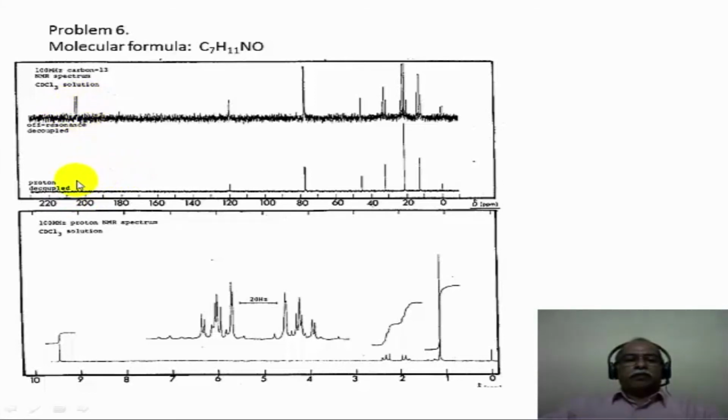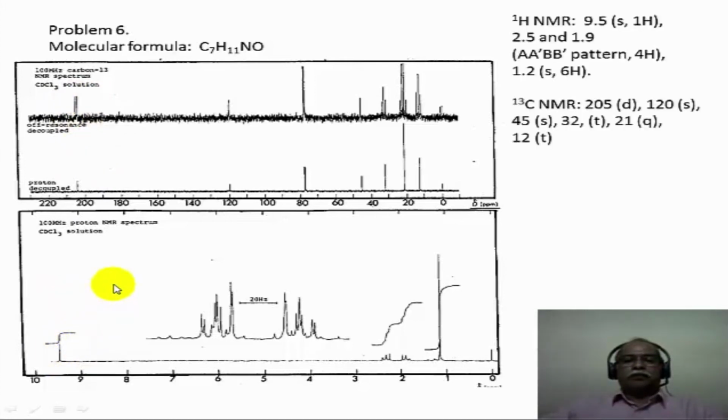That would mean that this particular signal corresponds to an aldehyde. Only an aldehyde signal can appear as a doublet in the off resonance carbon 13 spectrum. So the proton NMR signal around 9.5 as a singlet, and this doublet in the off resonance spectrum, essentially confirms the presence of an aldehyde functional group.